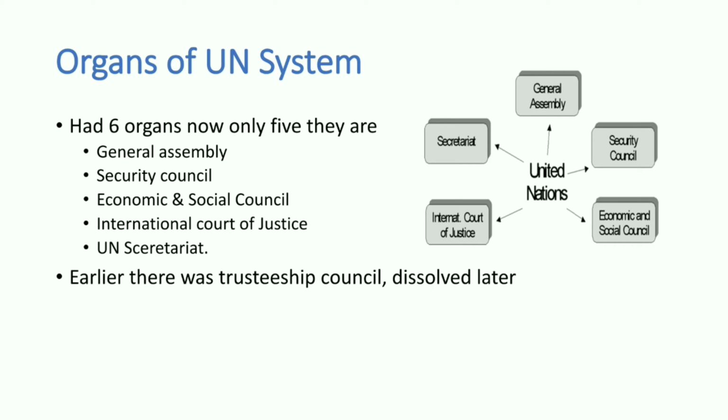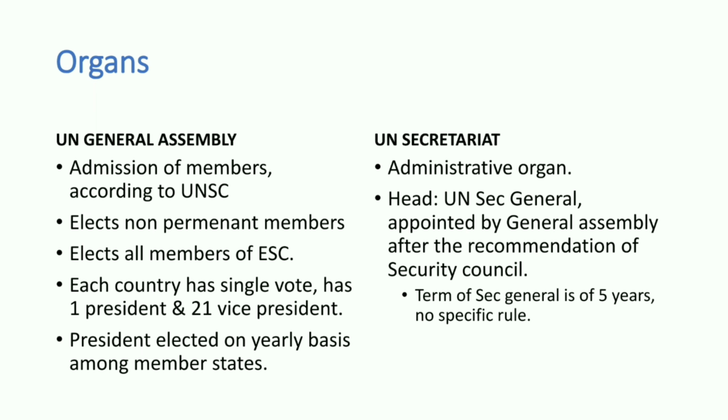Then the remaining 5 organs of the United Nations are the General Assembly, Security Council, Economic and Social Council, International Court of Justice, and UN Secretariat. Now coming to each organ in a brief manner, first we will go to the UN General Assembly. The UN General Assembly looks after the UN as a whole, like the admission of new members and what is happening in the United Nations in total.